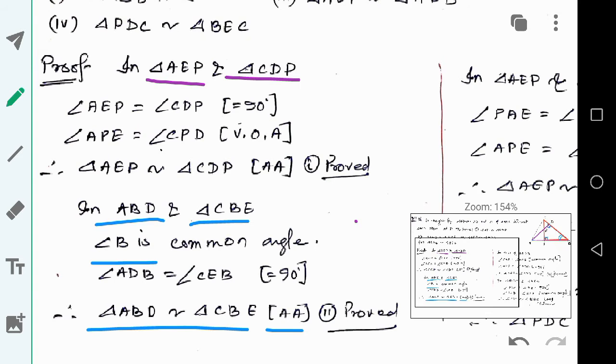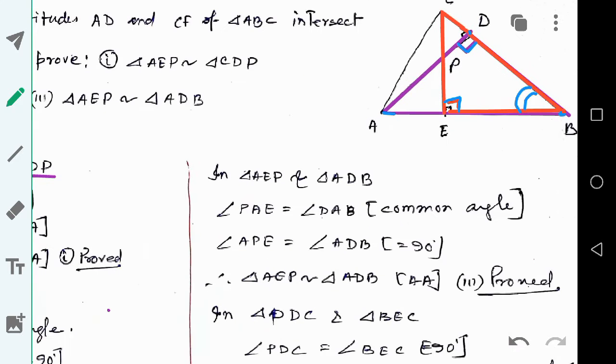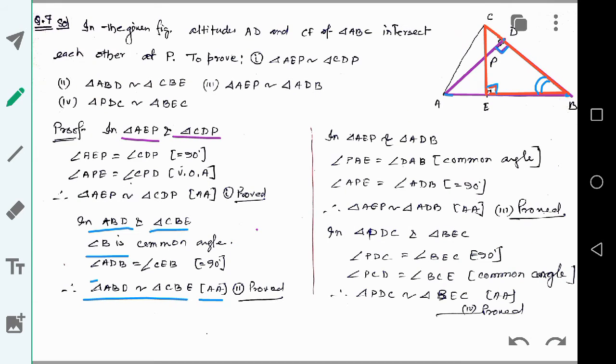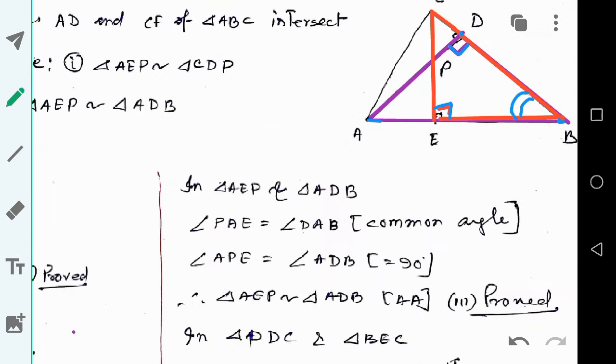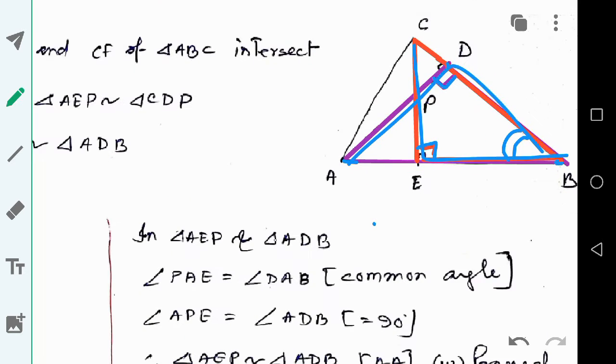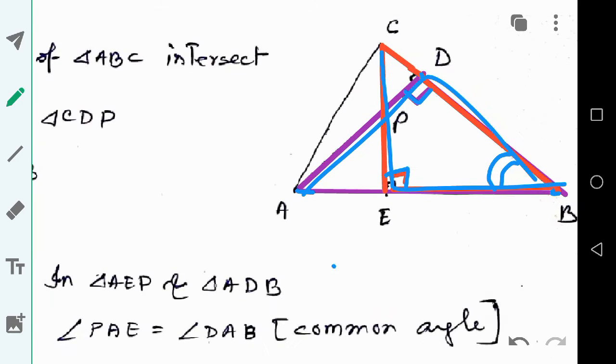Angle B is common, this one. Then these two angles, ADB and CEB, are both 90 degrees. So let's move on to the next one.